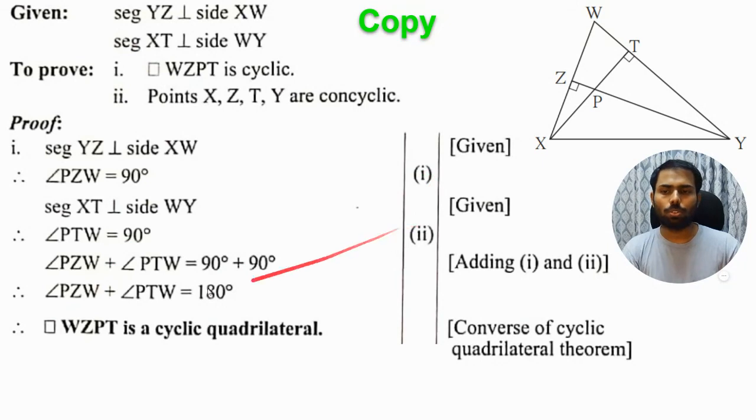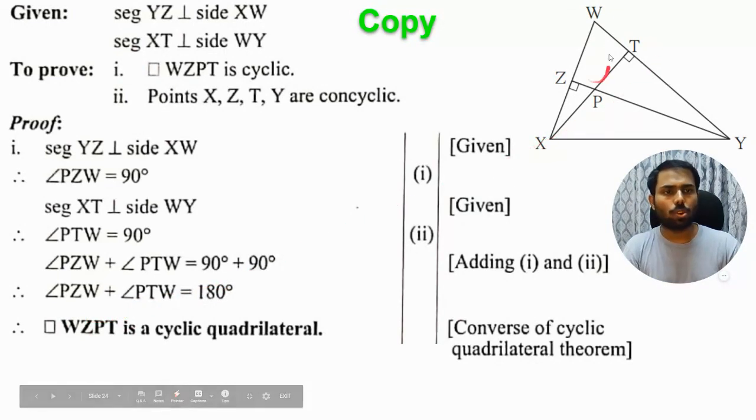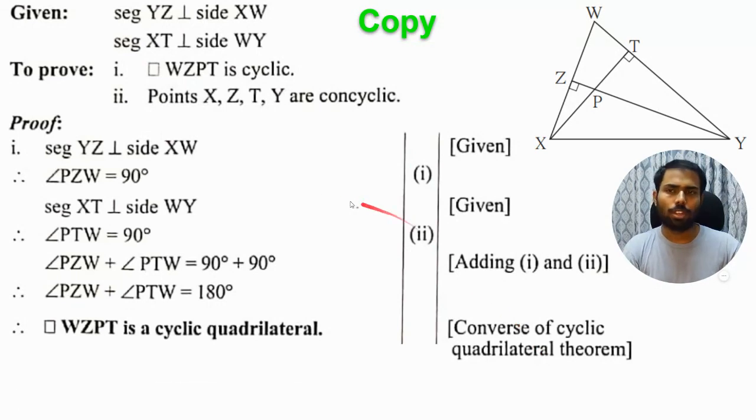Equation 1 and equation 2. So adding both, 90 plus 90, we get 180 degrees. That is, that quadrilateral, the smaller quadrilateral WZPT, is a cyclic quadrilateral, using the converse of the cyclic quadrilateral theorem, right? Very similar to our previous sum. Okay, so your first part has been proved.